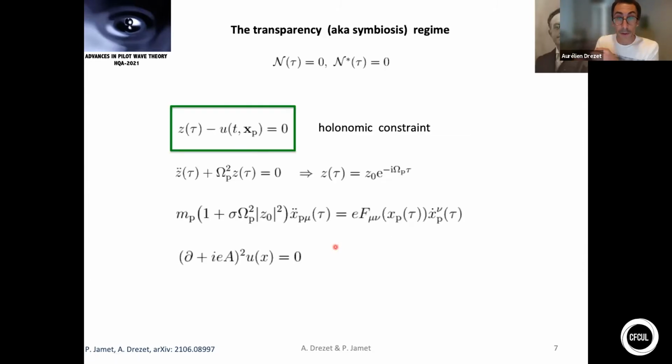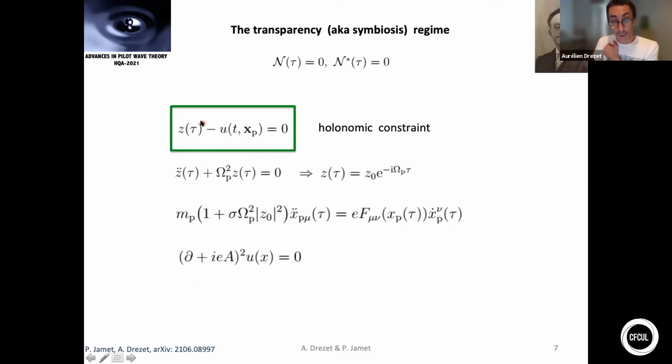You can write the Euler-Lagrange equations for this model, but they are quite complicated. Fortunately, there is one regime which is very simple and very nice, the so-called transparency regime, also called symbiosis by de Broglie. This happens when the Lagrange multiplier vanishes. It means that the two systems, wave and particle, are somehow ignoring each other, but they are still connected through the holonomic constraint, which is always valid.